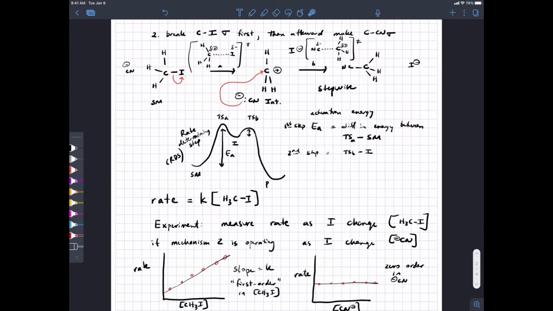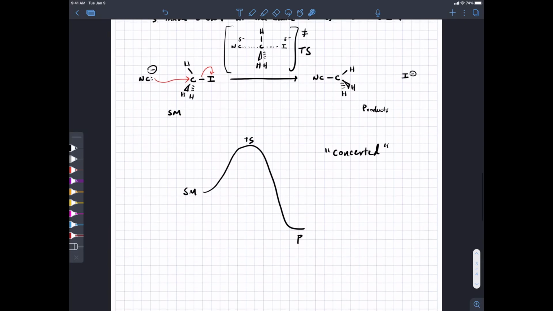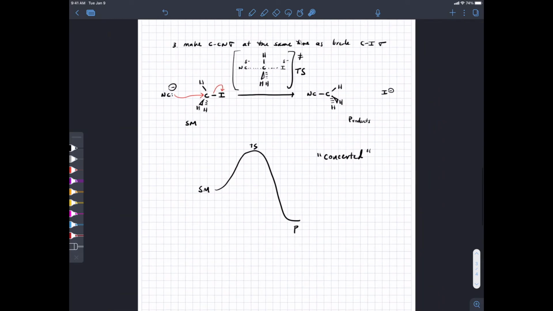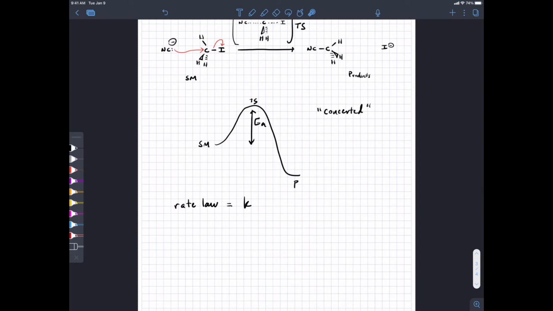All right, so now we have a prediction. We can go in the lab and do this experiment and see what we observe. Let's think about the same experiment for this concerted reaction. What do you predict the rate law to be? There's going to be some rate constant. The rate determining step is the only one there is, and it involves both of our starting material. So what should my rate law be?